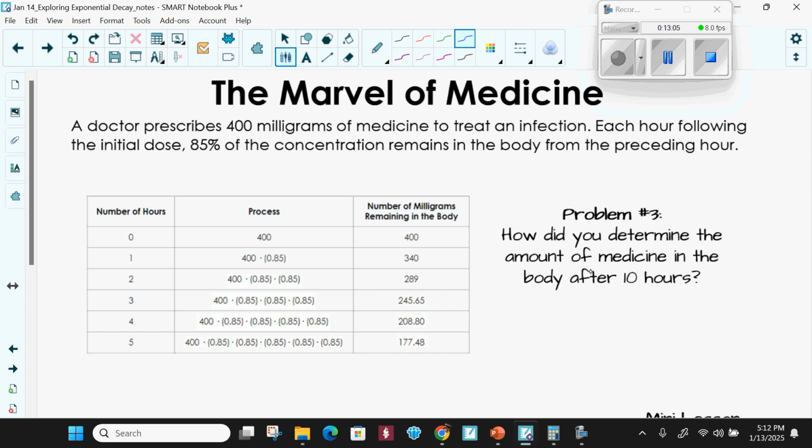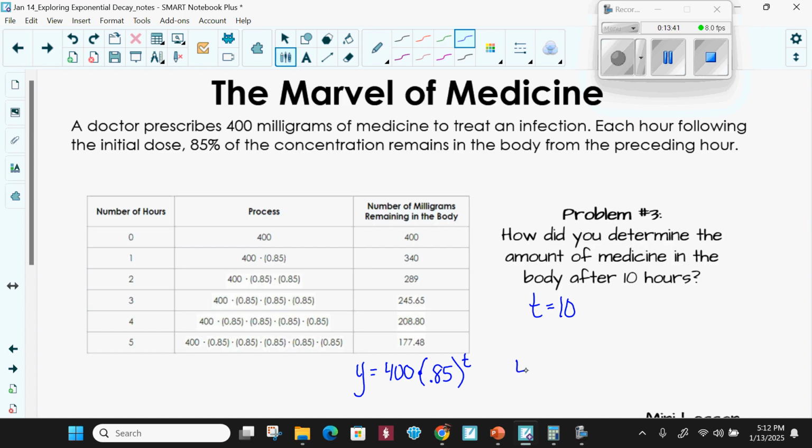How would you determine the amount of medicine in 10 hours? Okay, so we have our equation. It was 400 times, or let's use parentheses since we have a decimal, 0.85 to the t, or to the x. For 10 hours, t equals 10 hours, the time. So we're going to plug the value for t into the equation.